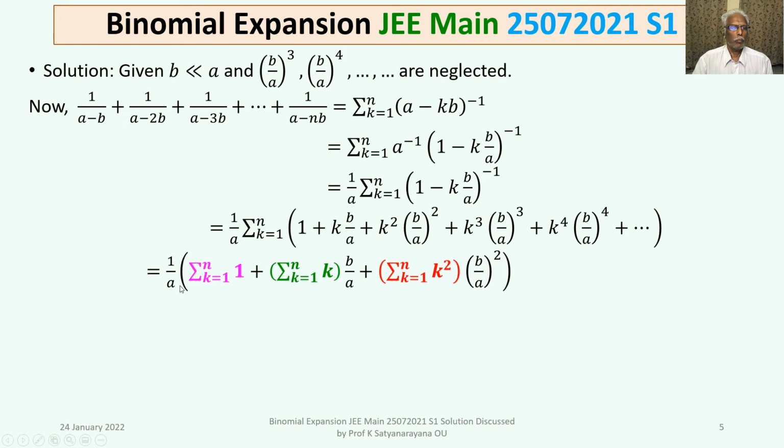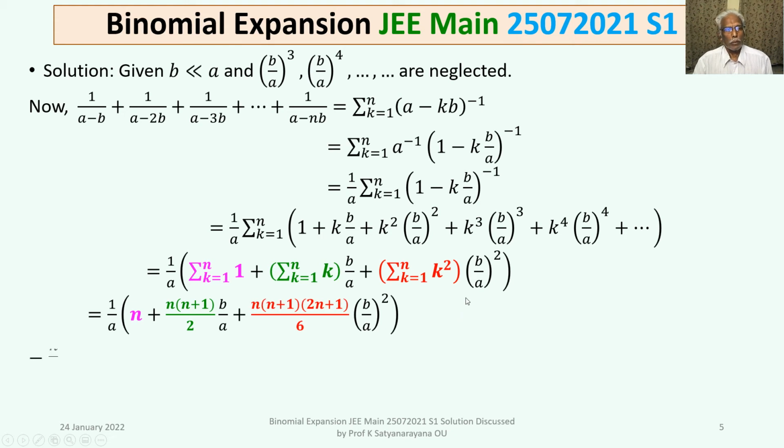And when 1 is added n times, that will give you n. When 1, 2, 3 up to n are added, the sum of the first n natural numbers is n into n plus 1 by 2, into b by a. And sigma k equals 1 to n of k square is n into n plus 1 into 2n plus 1 by 6, into b by a whole square. Those values we will put here.